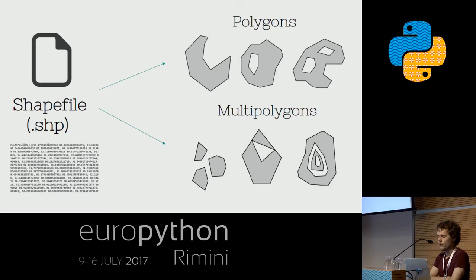is called a shapefile. A shapefile is a file that contains shapes, and the shapefile that I'm going to use contains two types of shapes, polygons and multi-polygons. These shapes are described as a list of coordinates, as a list of points on the Earth, and a point on the Earth is defined as a longitude and a latitude.